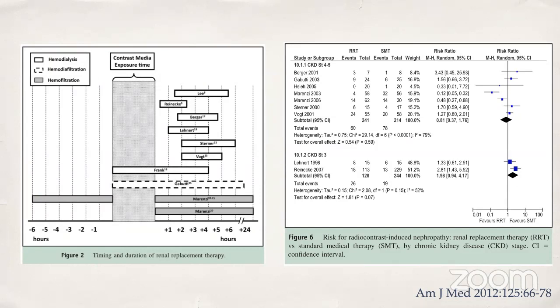What they found, if you go to the panel on the right, is that if you look at people with CKD stage 4 and 5, that's people with a GFR less than 30, again, it didn't seem to make a difference. The risk ratio crosses unity, doesn't look like it helps. And if you look at just a couple of studies that looked at stage 3 CKD, again, those are people with a GFR of above 30, they, if anything, look like they did a little bit worse with dialysis.